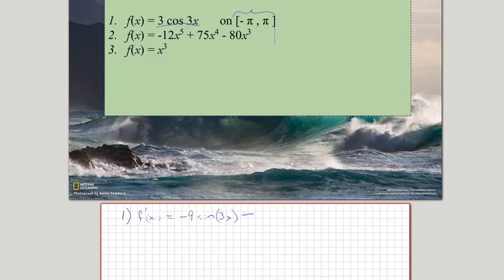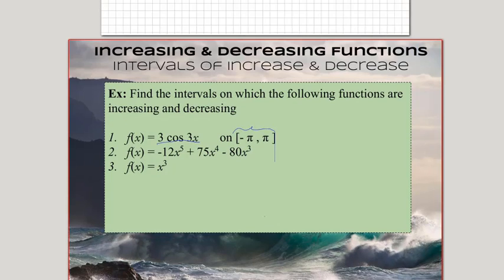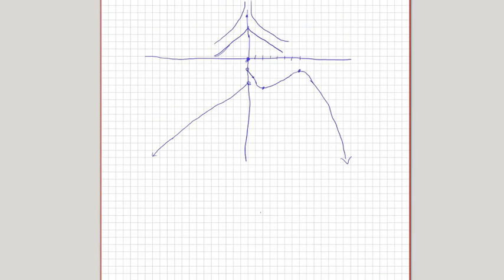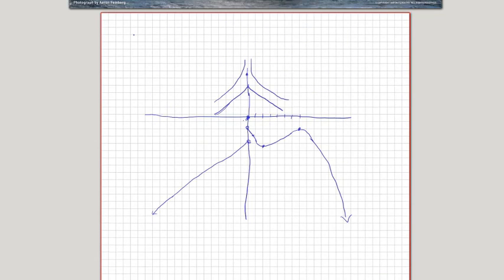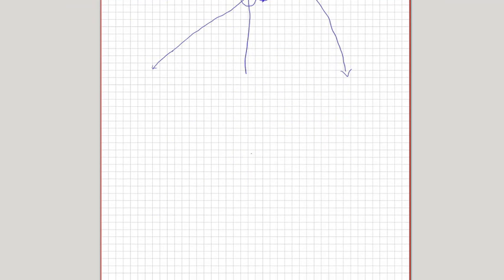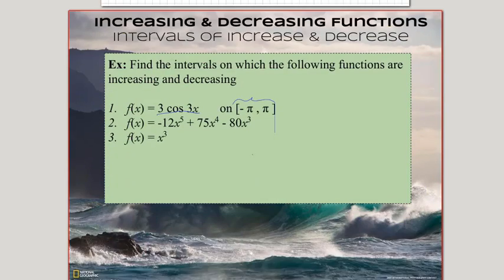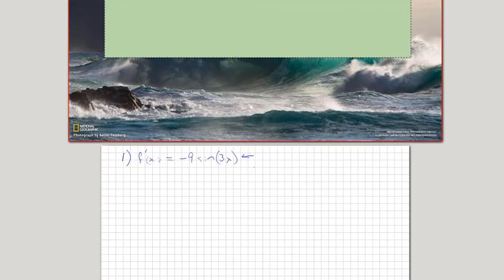Where is this 0? But also, I want to know where it's undefined, because notice we can change, just like we did here. We don't have to necessarily have the derivative be 0 for our slope to change from negative to positive or vice versa. It could also happen when our derivative is undefined. So I want to know, where is this 0 and where is it undefined?